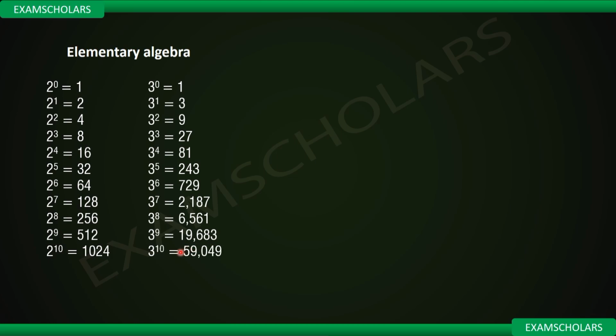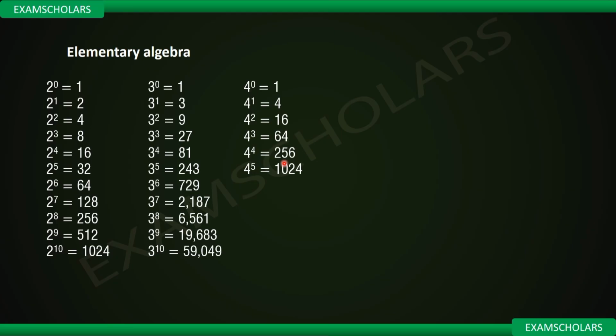3 raised to the power 10 is 59,049. Let's do 4. 4 raised to the power 0 is 1. 4 raised to the power 1 is 4. 4 raised to the power 2, that's 4 times 4, 16. 4 raised to the power 3, that's 16 times 4, 64. 4 raised to the power 4, 64 times 4, 256.